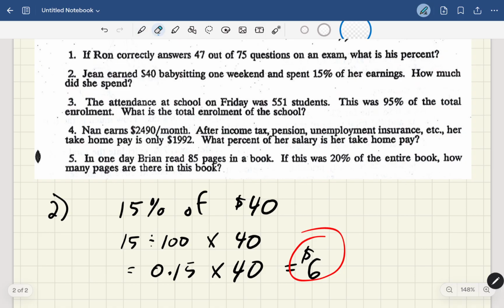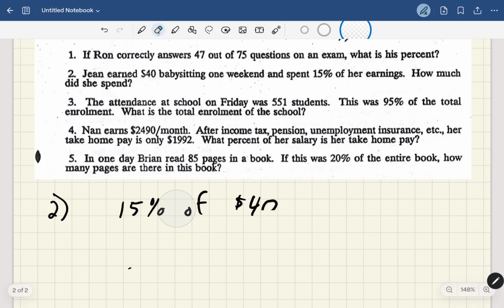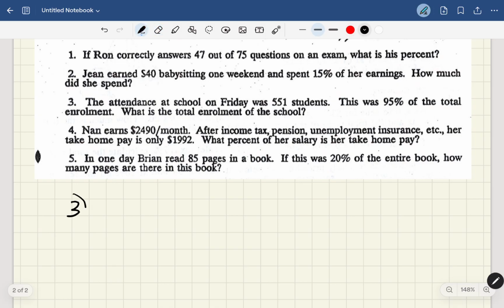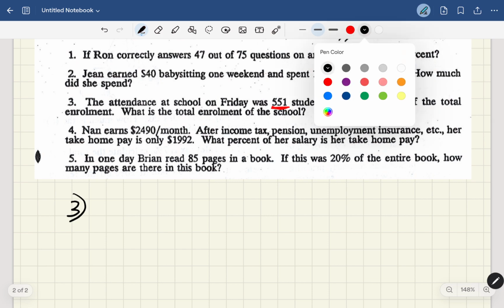Okay, let's try the next one. Let's erase this part. Let's do number 3. The attendance at school on Friday was 551 students. This was 95% of the total enrollment. So okay, here's a tricky one. 95% is 551 students, so there are more than 551 students in the school. This represents 95%. Since they give us a percent, that's easy.